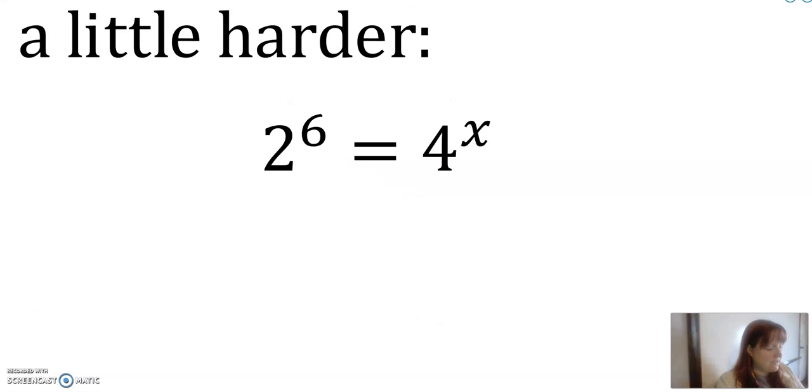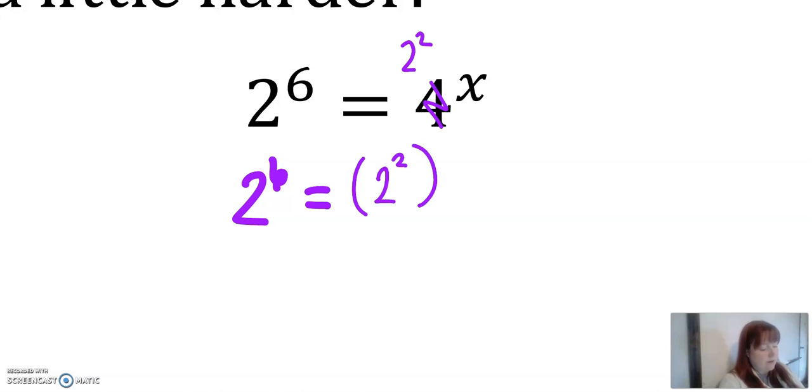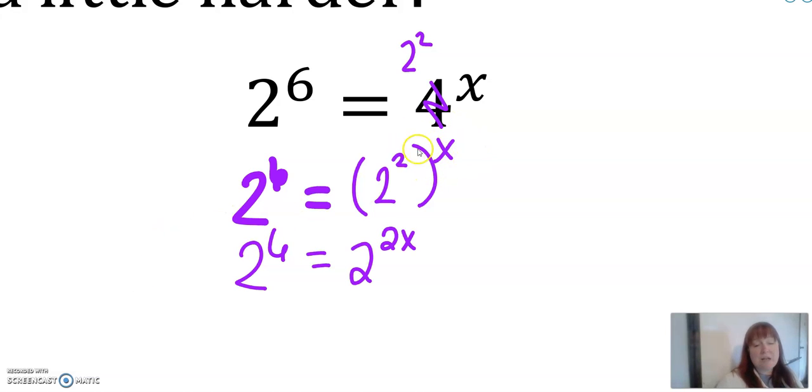But what about something like this where I say 2 to the 6th equals 4 to the what? And I'm like, what could that be? Well, they don't have a common base right now, so let's change this into a common base. Can't we change 4 to have 2 as its base? 4 is the same as 2 squared, right? So I could say 2 squared to the x, right? Okay, so then this becomes 2 to the 6th equals 2 to the 2x because remember, our exponent rules tell us that we multiply these two together.